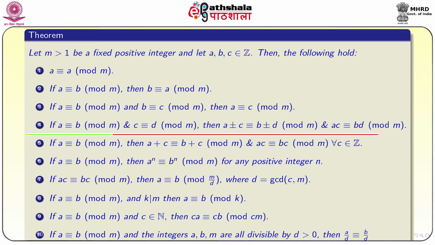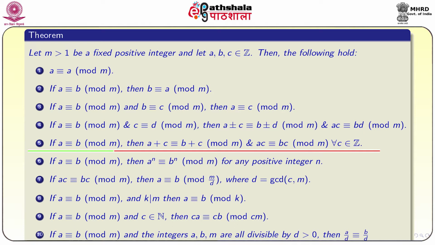If a is congruent to b mod m and c is congruent to d mod m, then a plus or minus c is congruent to b plus or minus d mod m, and also ac is congruent to bd mod m. If a is congruent to b mod m, then a plus c is congruent to b plus c and ac is congruent to bc mod m.